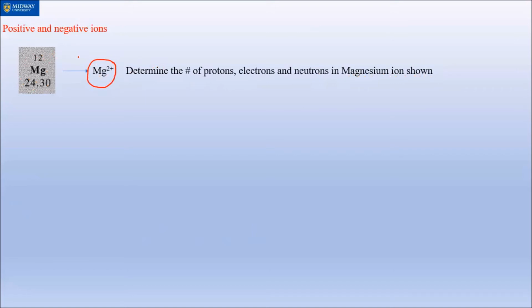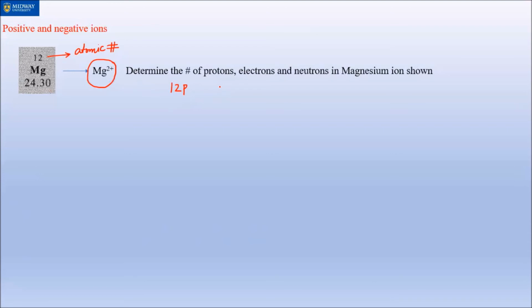I know that the atomic number corresponds to the number of protons and electrons, right? Now here's the trick. It's very easy. It's not a trick. It's science. So atomic number is 12. So we got 12 protons because when an element goes from neutral to positive or negative, it has no influence whatsoever on the proton count.